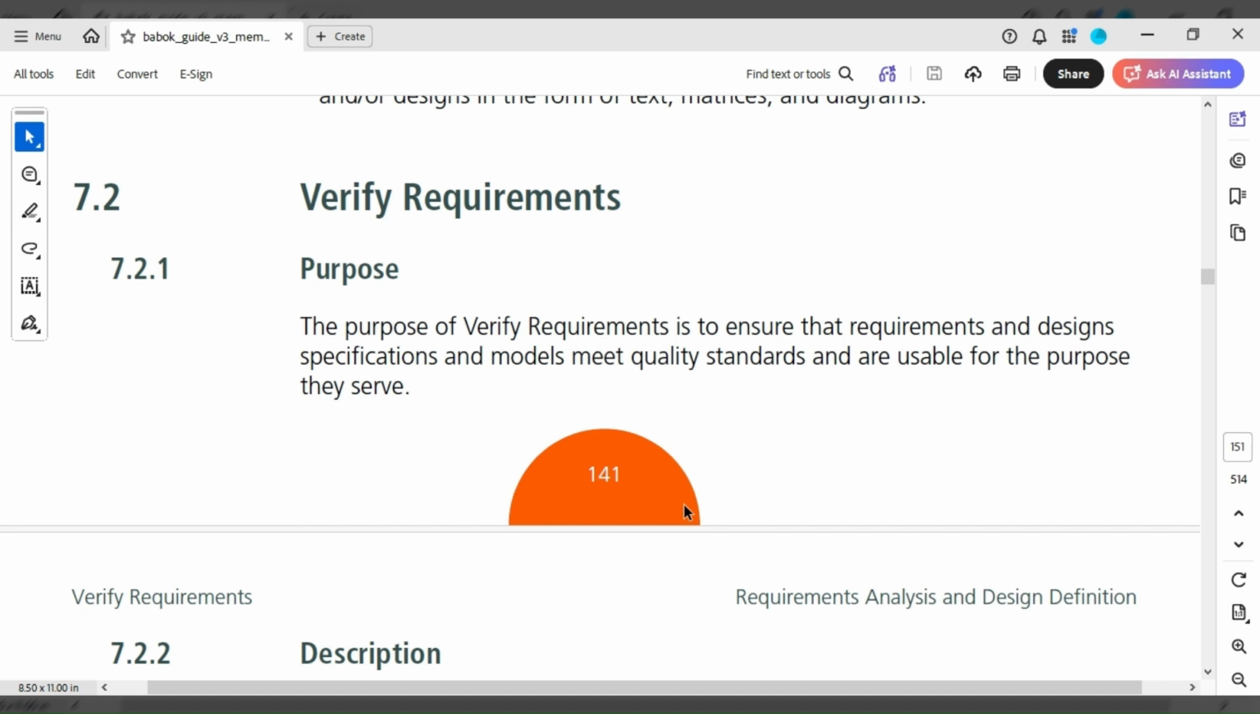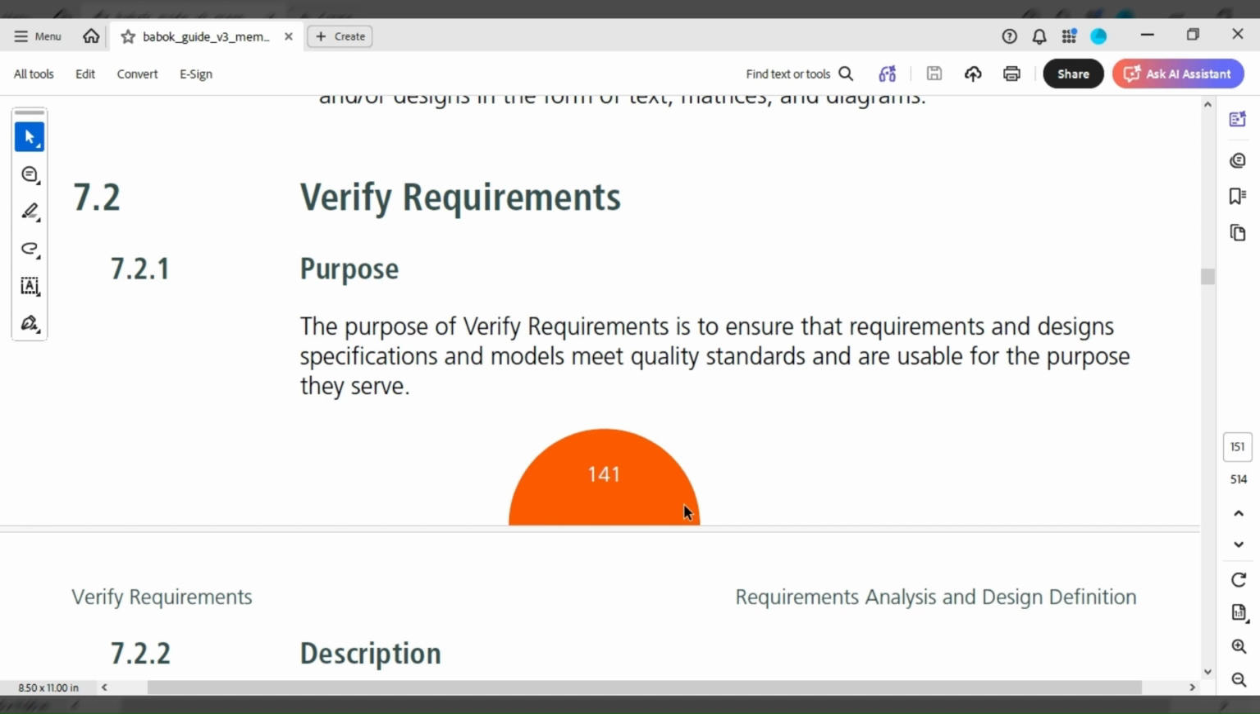So the last time we looked at requirement analysis and design definition, and we also looked at specify and model requirements and design. Today we want to go into verify requirements. Okay, so what's the purpose? Why should you verify requirements even after specifying or even modeling them? So the main purpose here is to verify requirements.